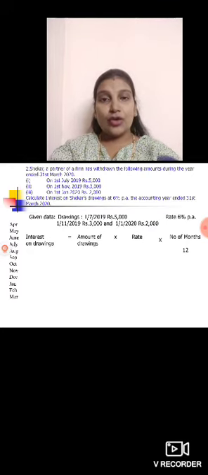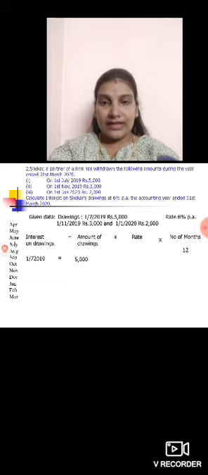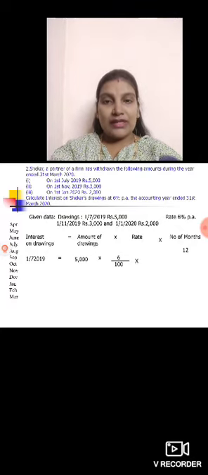As we have drawings on different dates, you have to calculate separately. First we'll calculate for 1/7/2019. How much amount did he withdraw? Rupees 5,000 into the rate of interest, 6% per annum, meaning 6 divided by 100, into what is the number of months now?